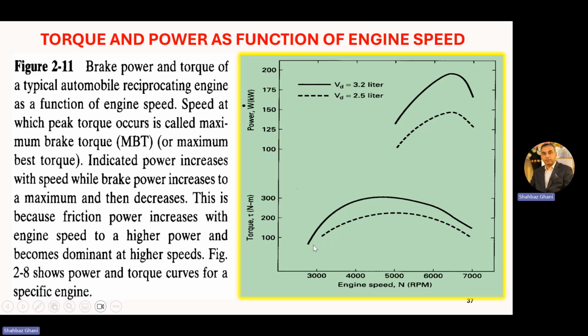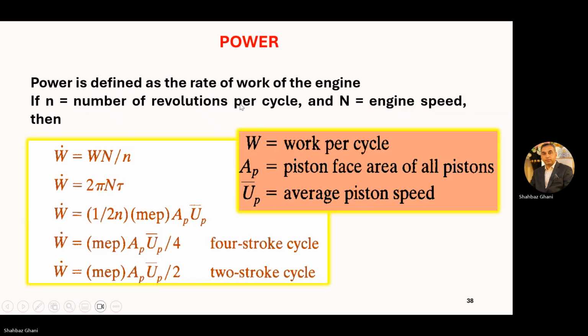Now, let's see the engine with a displacement of 3.2 liters. There is more torque at lower RPM; the more the RPM, the more the torque decreases. Similar is the case with power: as RPM increases, power rises to a certain limit and then decreases. The higher the RPM, the lesser the torque, while power is higher.